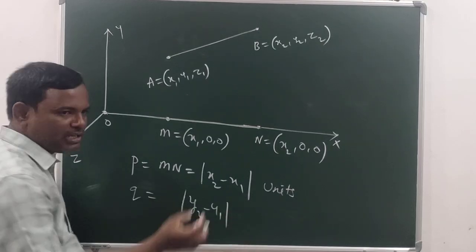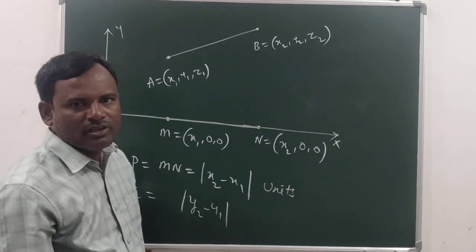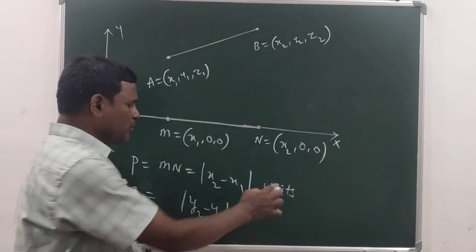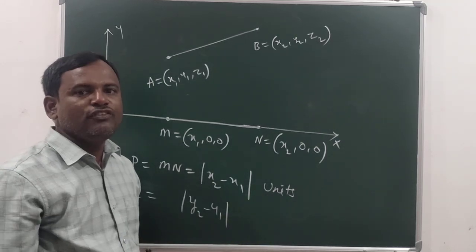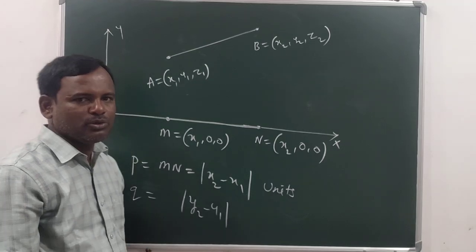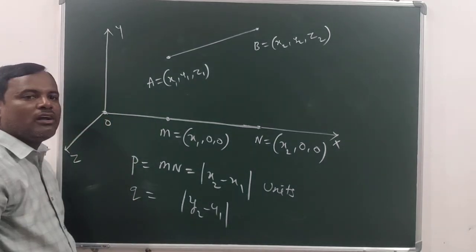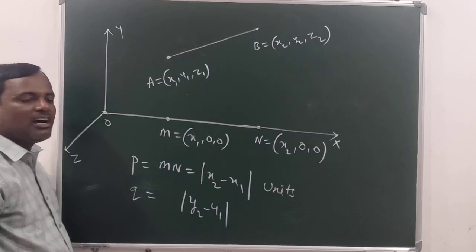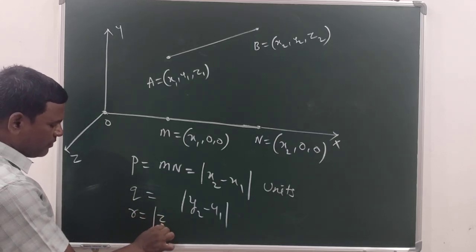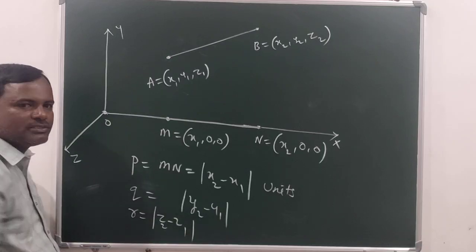Units here you have to write, because in the coordinate plane, if you measure the distance between any 2 points, you would have to write units. If you compute area, you would have to write square units. You know that. Now find the projection of this on z-axis. Let it be R: mod of z2 minus z1 units.